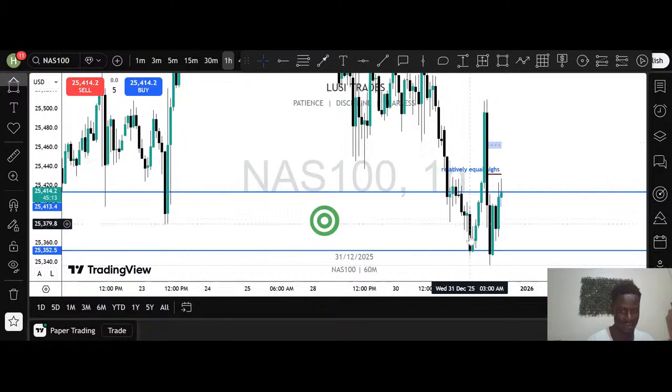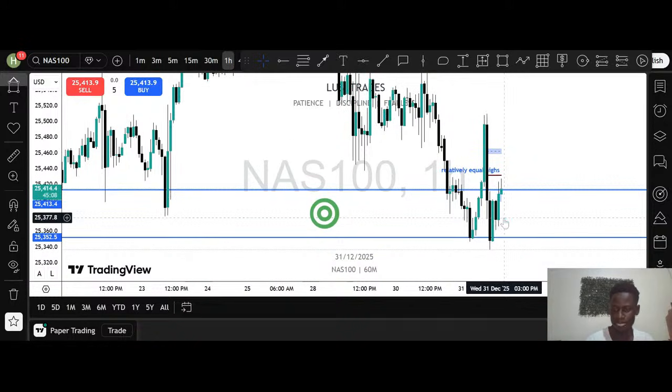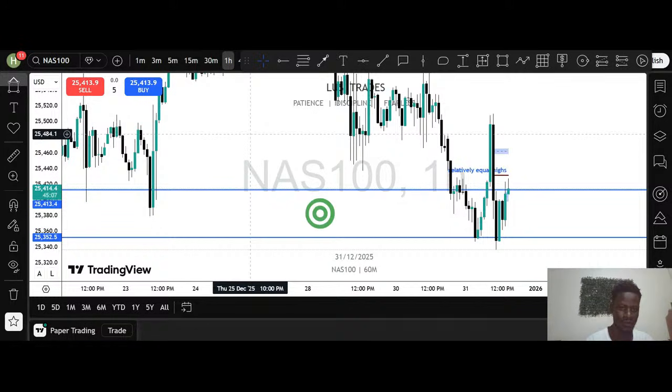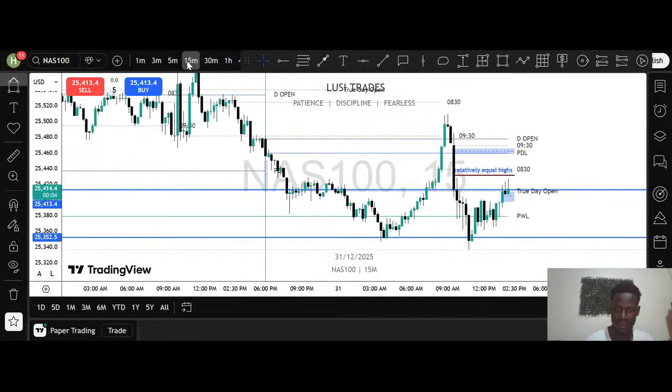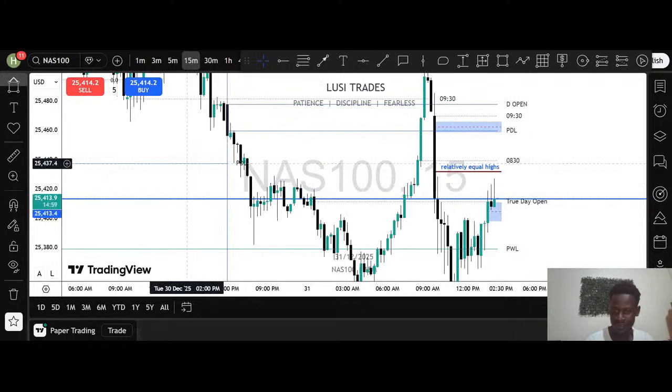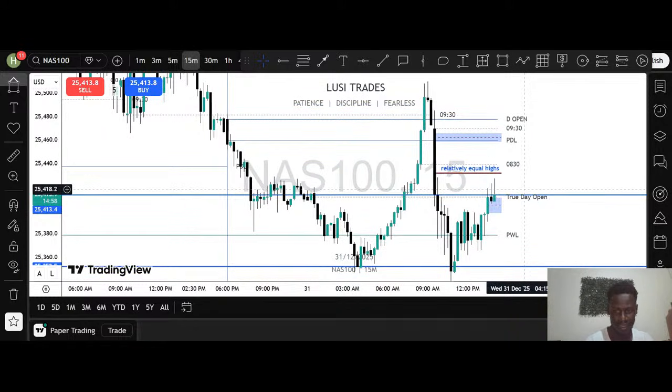So again it revisited this level. So right now we have to wait and see what it really wants to do. It's like it's rejecting this level that we wanted to see.